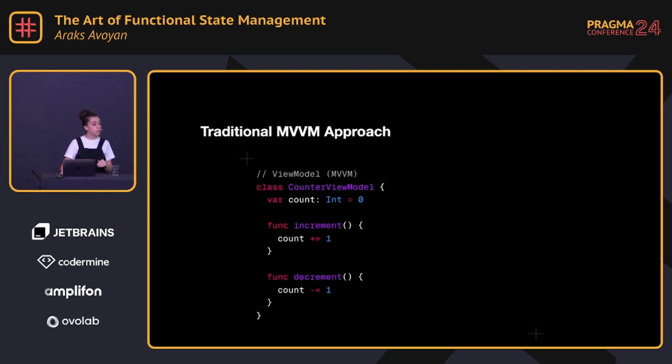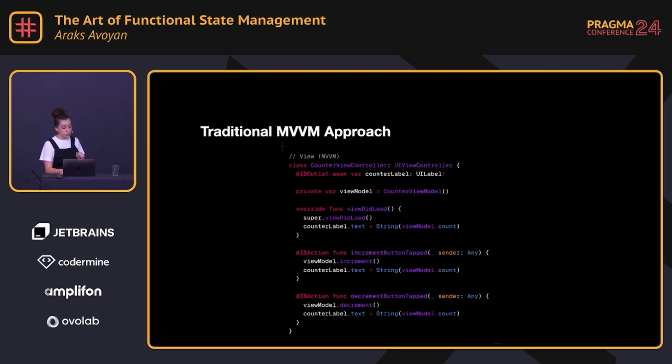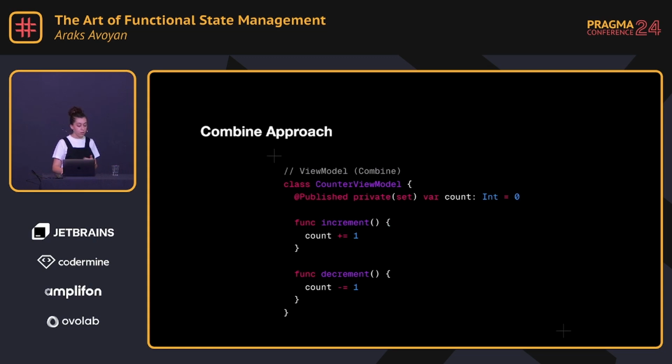Here we have a counter view model with an int property for the count and methods to increment and decrement. The counter view controller holds a reference to the view model and binds the counter's label text to the count property. Button taps trigger the view model's methods, update the count, and then we are manually updating the label's text in the view controller. With Combine, we can manage the state in a more declarative way.